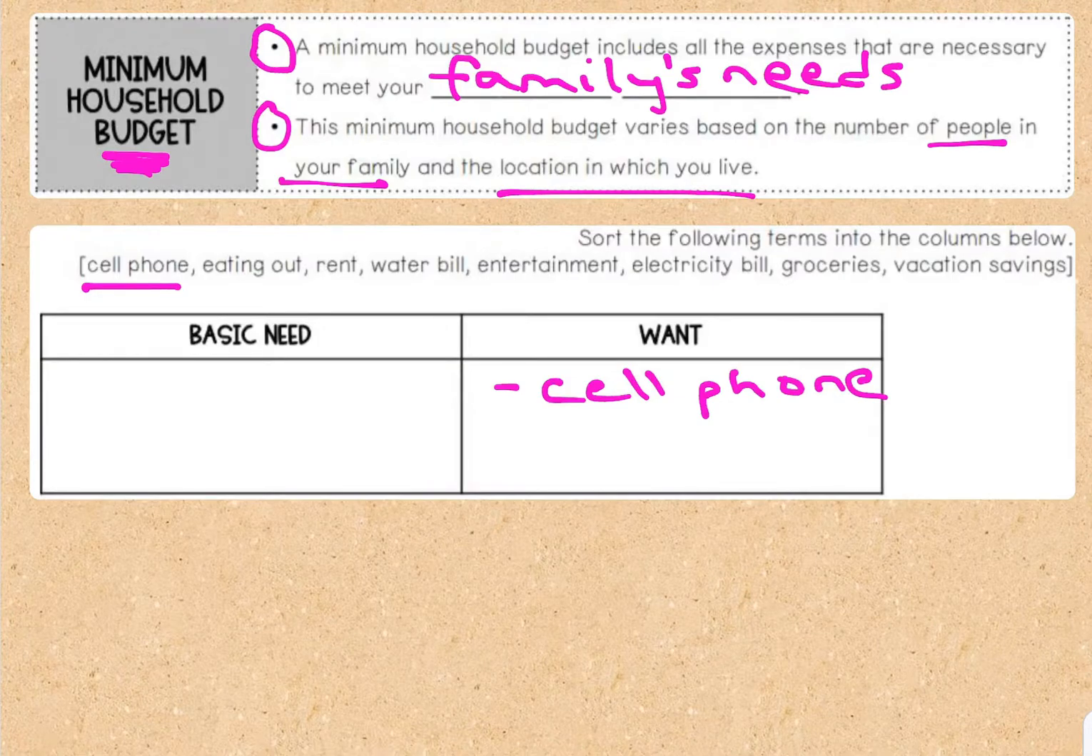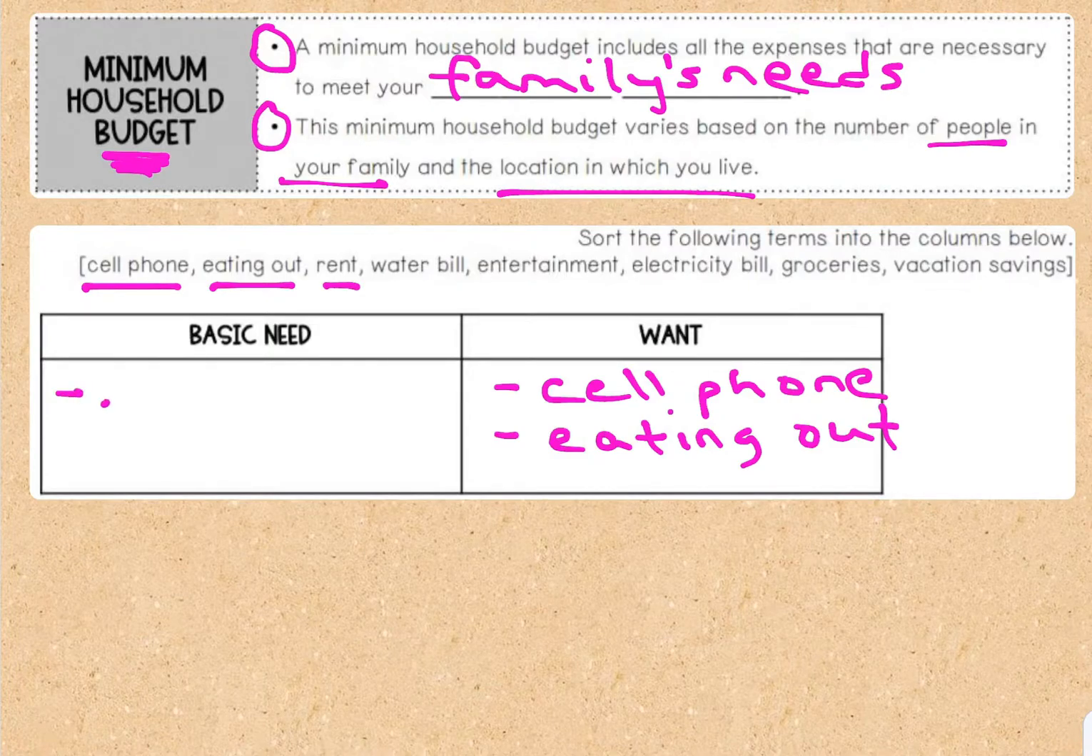Okay, let me fix that. Cell phone. Next one is eating out, like at restaurants. While we do have to eat for survival, eating out at restaurants is a want. That is an option and can usually be expensive, so you have to budget for that.